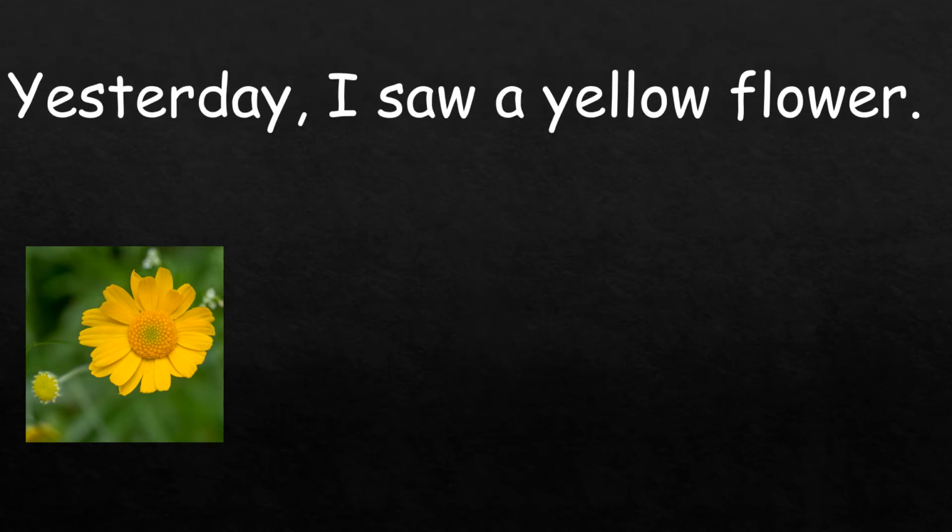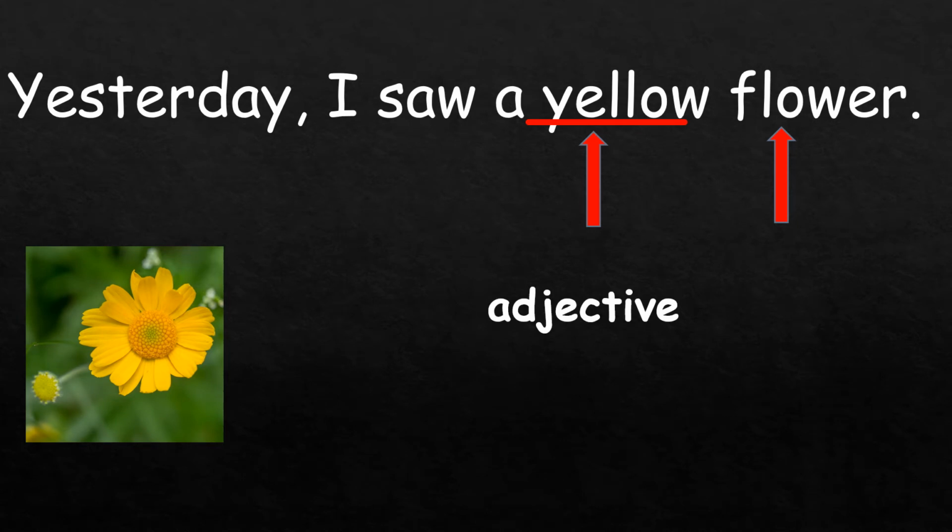As we continue, let's look at this sentence. Yesterday, I saw a yellow flower. So first of all, we are going to look for the noun in the sentence. And the noun here is flower. Now, yellow could also be a noun because yellow is the name of a color. But in this case, yellow describes the flower. It tells you what kind of flower you are talking about. Yesterday, I saw a yellow flower. So the word yellow is an adjective.